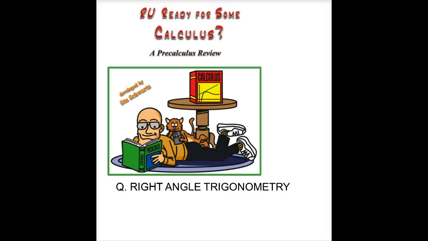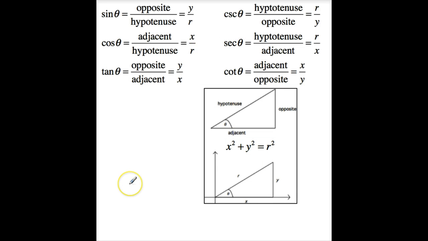There's a lot of right angle trig in calculus. Now just as a quick review, remember if I have a right angle and the side opposite the angle, I'm going to call y, or opposite. The side adjacent to the angle is x, or adjacent, and r is of course the hypotenuse, the side opposite the right angle. Then we have Pythagoras, which tells us that x squared plus y squared is r squared.